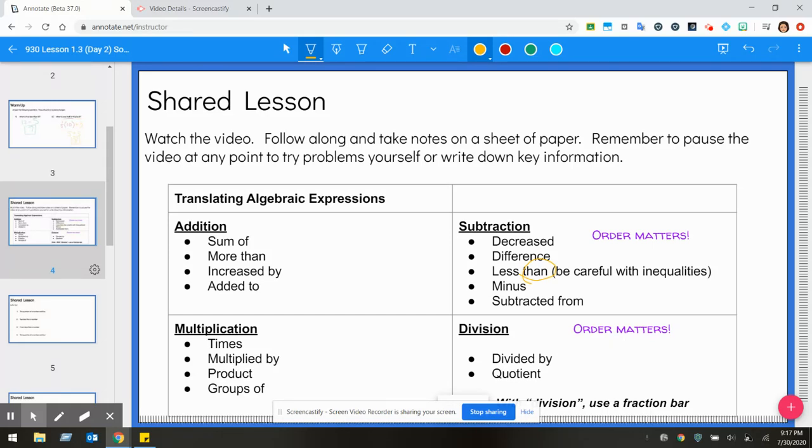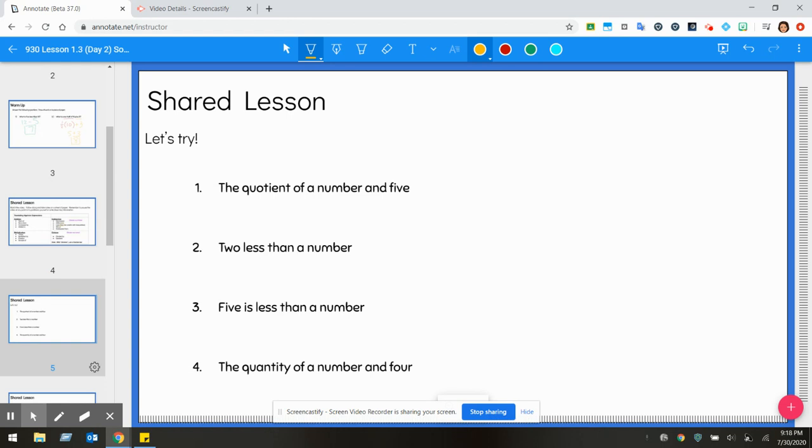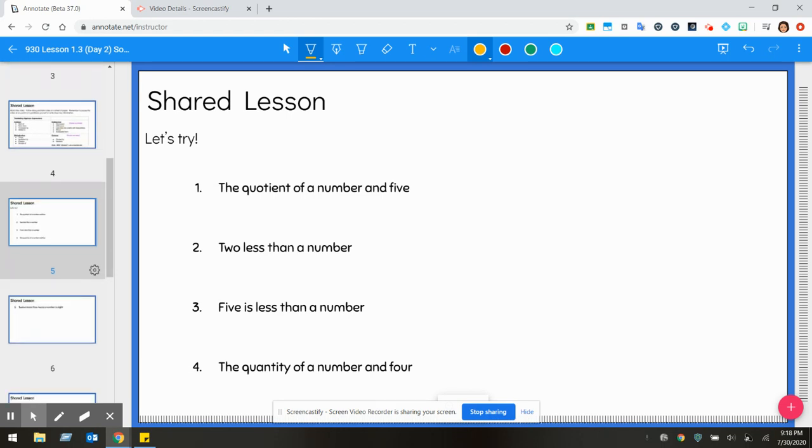Okay. For multiplication, some key words are times, multiplied by, product, and groups of. And then for division, divided by, quotient. And then just remember, I think I mentioned this in the last lesson, to start using a fraction bar with division. So we're going to try to not use that little division symbol anymore and use a fraction bar in place of it. So let's go ahead and try some of these.